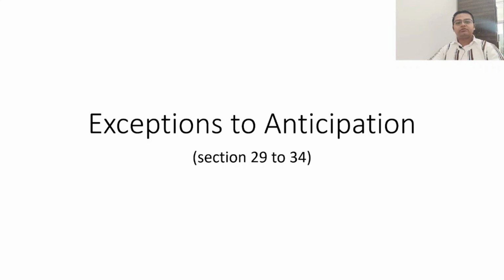In our preceding videos, we have looked into the definition of anticipation and the powers of the controller in cases of anticipation. In this video, we will be looking into the exceptions to anticipation that are given under sections 29 to 34, which come under chapter 6 of the Patents Act. This is one of the most important parts of the Patents Act, because there have been instances where we have to prove before the controller that our application is not anticipated. So all those grounds are listed in this chapter 6.